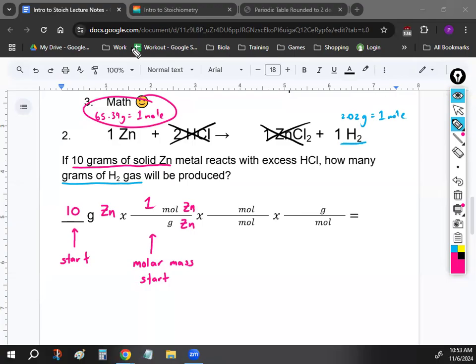Stop it right there. Yeah, so that smoke is the H2 that is being made.